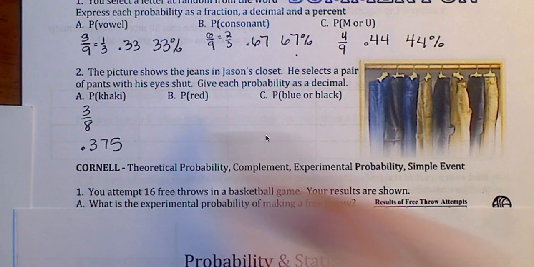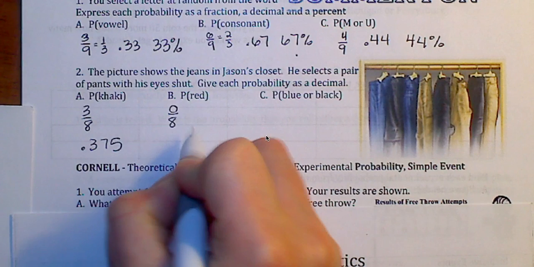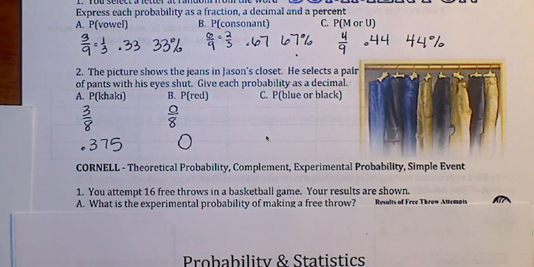Probability of choosing red pants. Well, there are 0 red pants out of 8, so that would be 0. You don't have to really put a decimal.